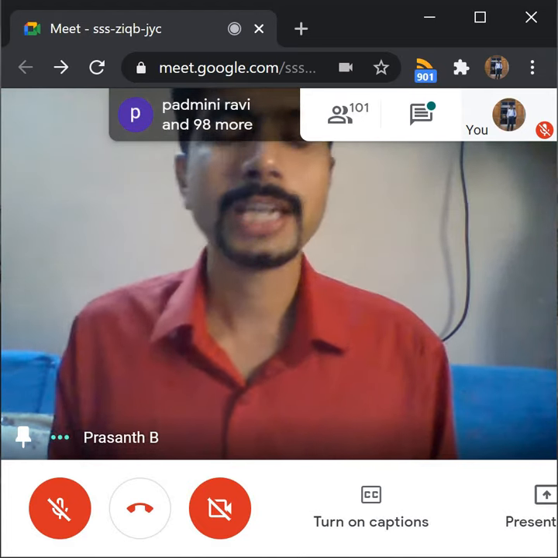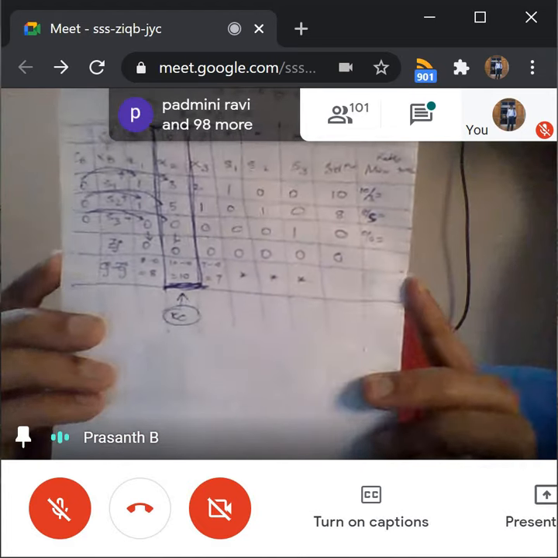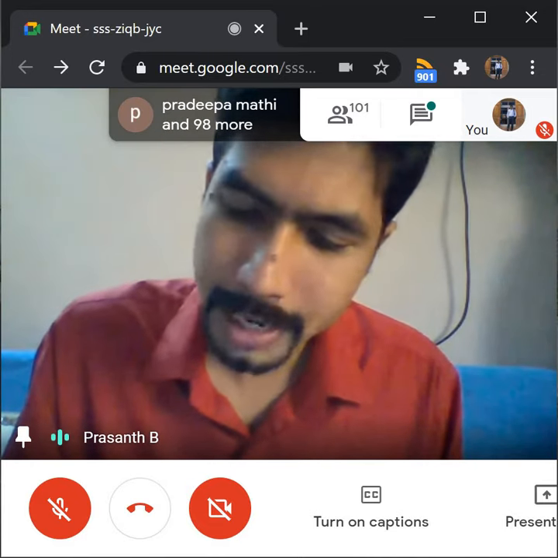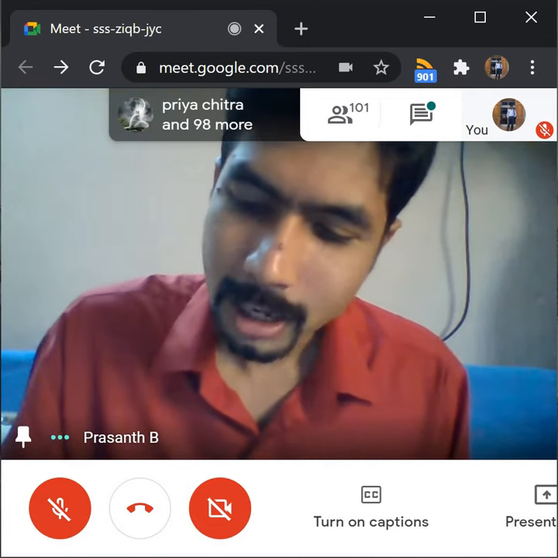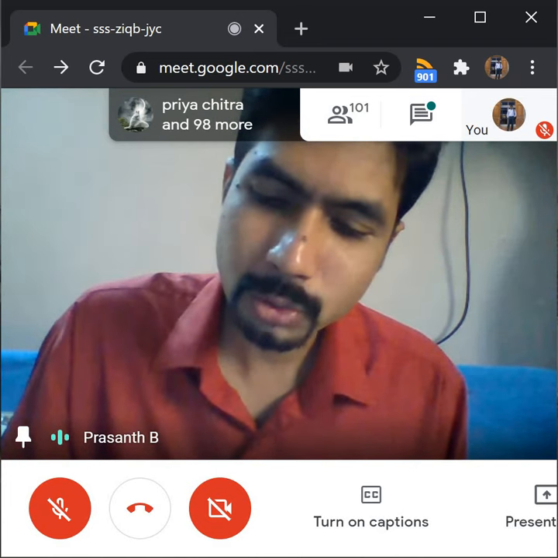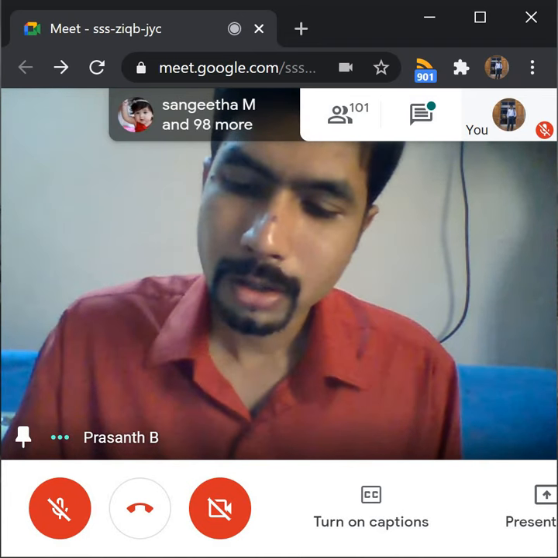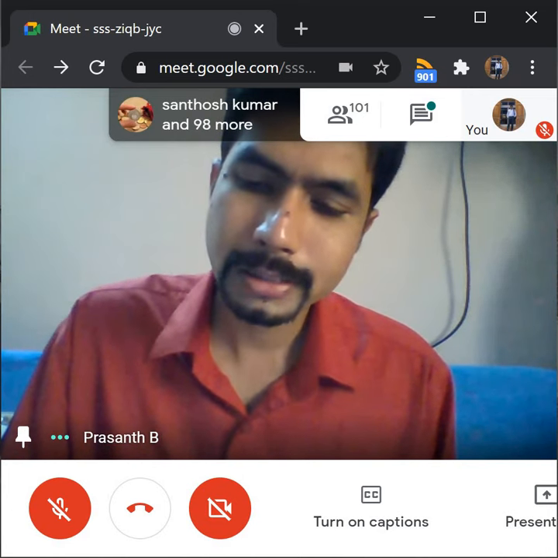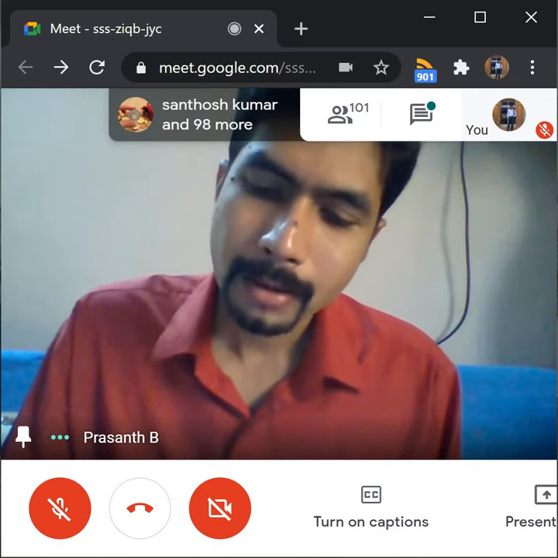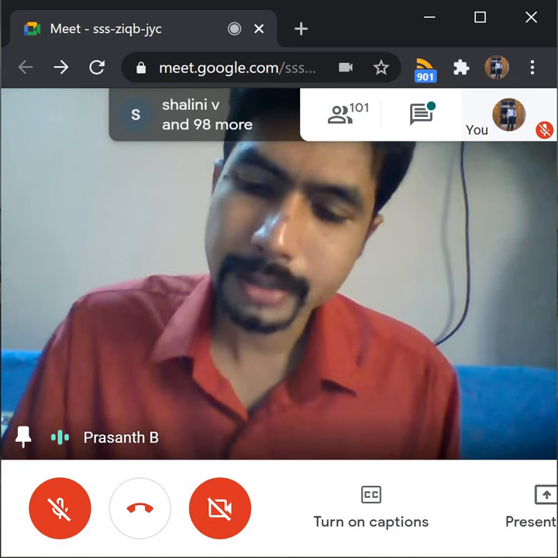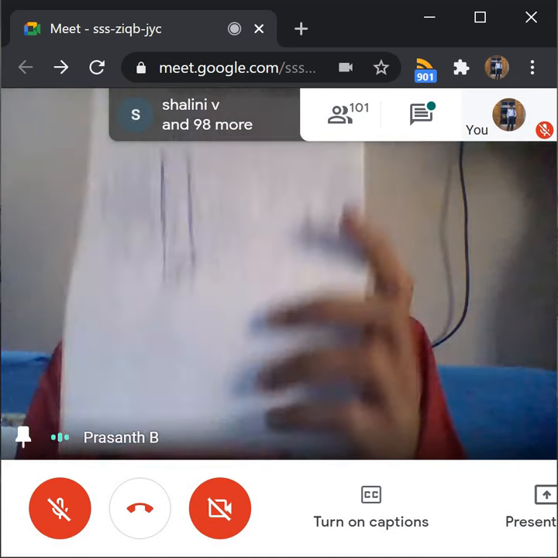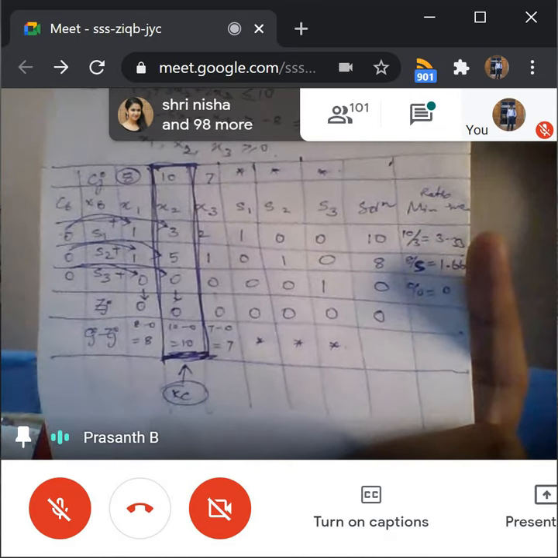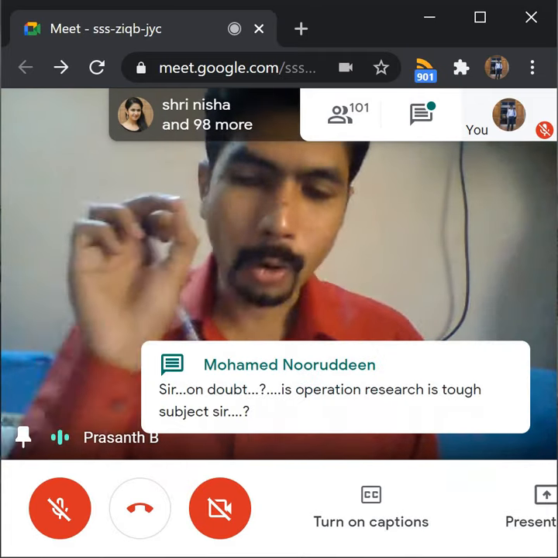0 by 0. Correct? Can you see this? Now find out the value. 10 by 3 is what? 3.33. 8 by 5 is how much? 1.666 recurring. 0 by 0 is 0. Correct? So this is how your table looks.